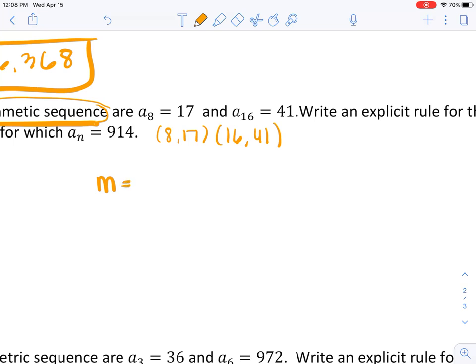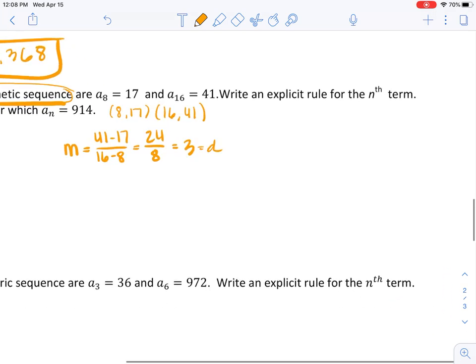So to write an equation of a line, I need the slope. So I'm going to do 41 minus 17, y2 minus y1, over x2 minus x1, 16 minus 8. So 41 minus 17, 41 minus 20 is 21, plus 3 is 24, divided by 8 is... you should get your slope is 3, okay? Which, remember, that's your common difference, that's d. But you don't need to write that down. It's just one of the things you found.